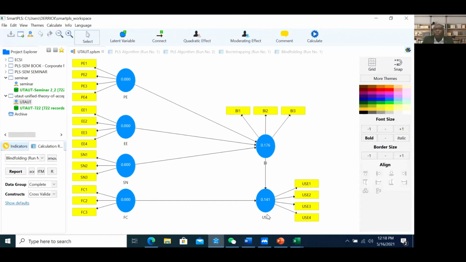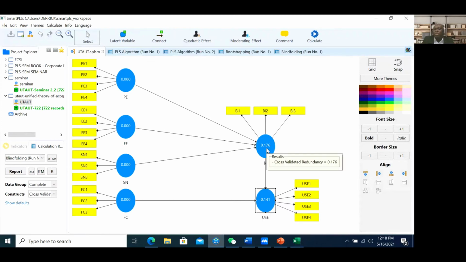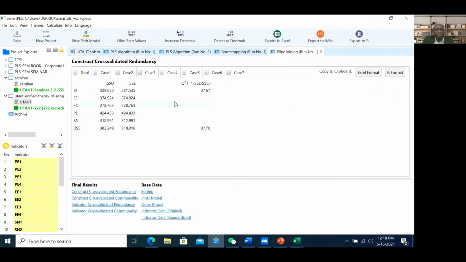of this construct, the effects of behavioral intention on the predictive relevance on the Q. The effect of BI on this Q squared value, that is what you compute using the effect size, small q.